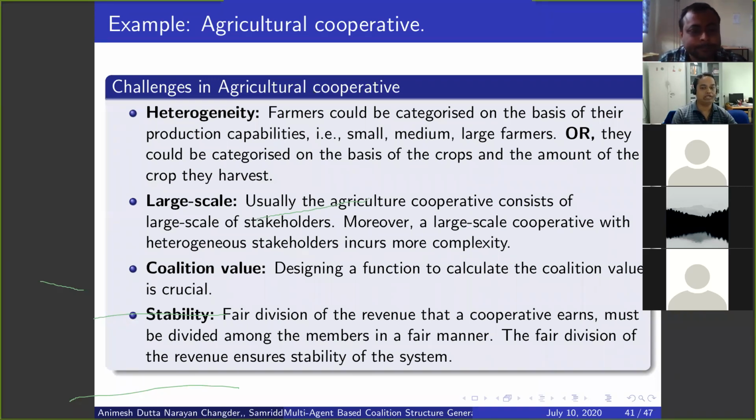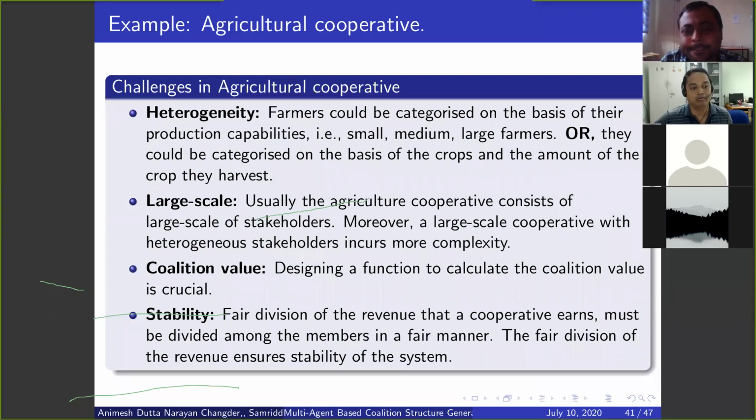Okay, sir. Still we have not defined any metric value, I mean, the expression for stability. Still we are working on it. Not only stability, but heterogeneity, large scale, collision value, all of these are metrics. And not only that, stability will be different for different application domains.